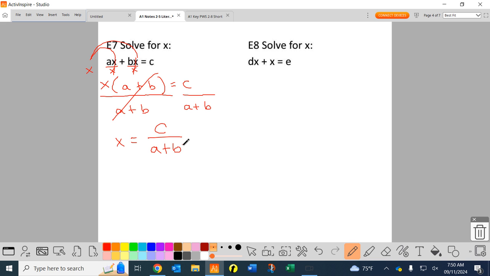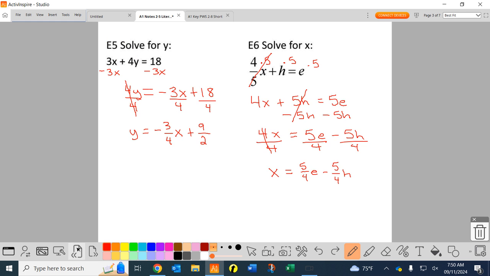Any questions, any concerns, anything about that one? Yes. Say it one more time. Why is the A plus B on the bottom? Because we divided by it. It wasn't on the top to start off with, and when you divide by it, it's got to stay on the bottom. Absolutely. Now I think what you're talking about is ones like this.